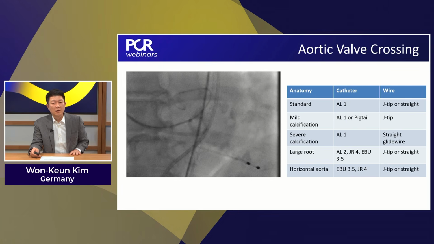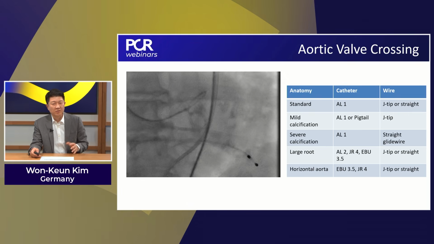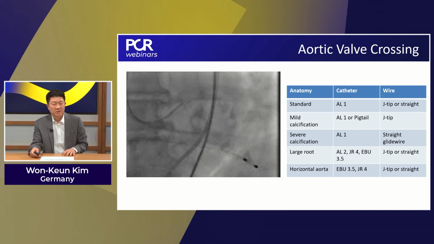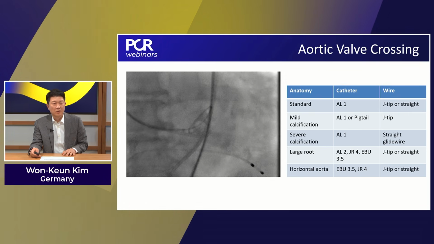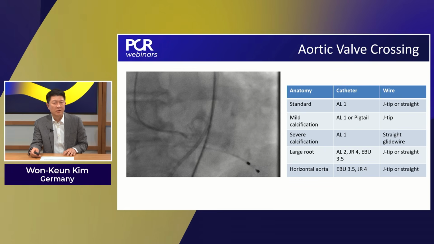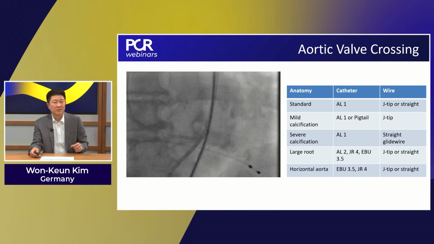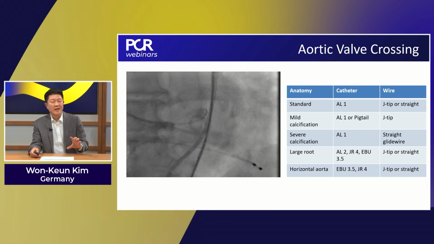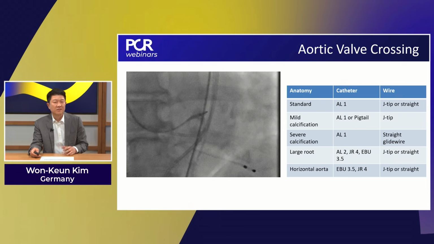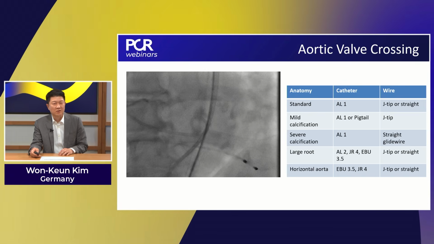Yeah. And so you can see, I didn't shorten the video. It was difficult, but eventually you'll be able to cross the valve. And for me, the advantage of using a J-tip wire, especially in those horizontal aortas or also in bicuspid aortas, they frequently have very asymmetric openings, is that it is less traumatic, and you can see how long it took.